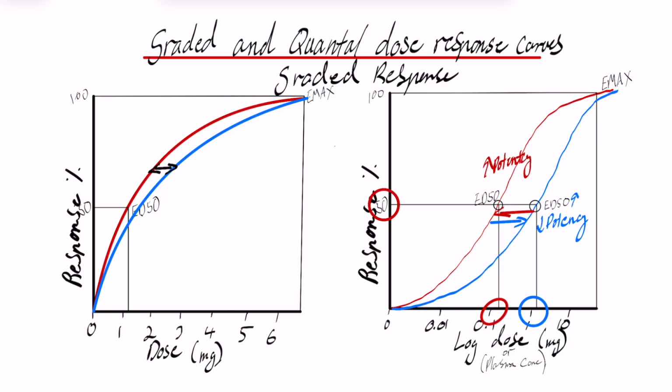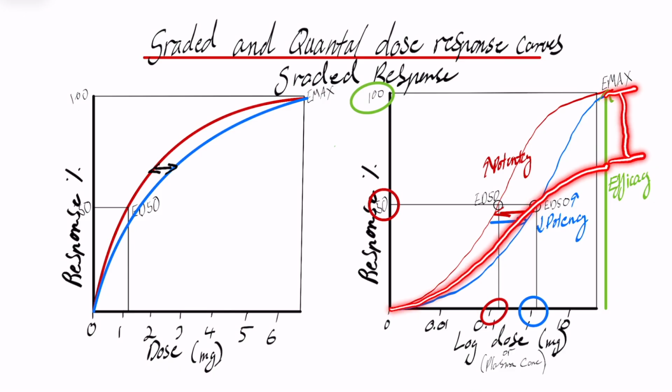Efficacy is how much of a response it can develop. So a full agonist, for example, can achieve 100% efficacy because it can achieve 100% response, whereas a partial agonist can only achieve, say, 60 to 80% efficacy compared to the full agonist because it can't achieve that full 100% response. And that's where you can see partial and full agonists on this type of graph.